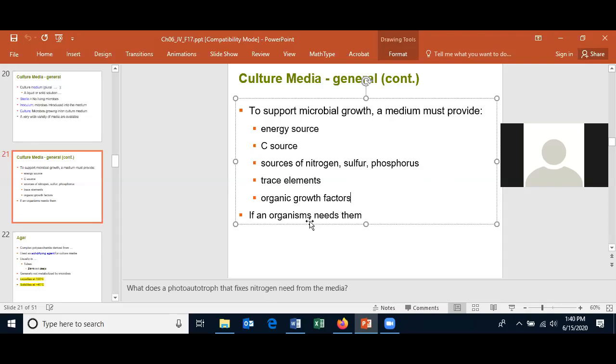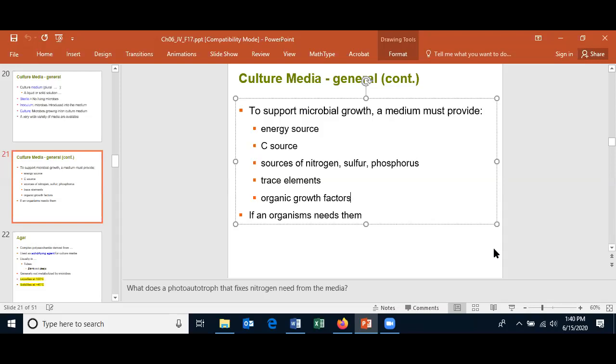So if an organism needs these things, they have to be supplied by the media, and they have to be put in the media. If we were to grow a photoautotroph that fixes nitrogen from the media, meaning it can pull down nitrogen from the air and use that as its nitrogen source, what would we have to put into the media for a photoautotroph that fixes nitrogen?